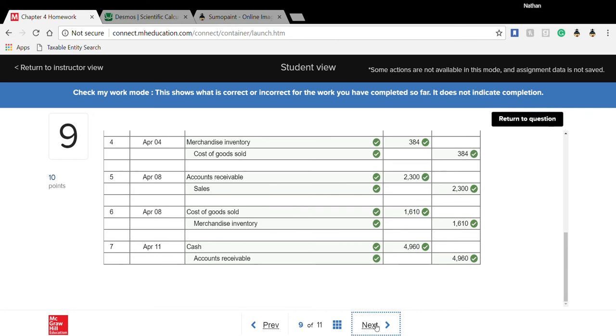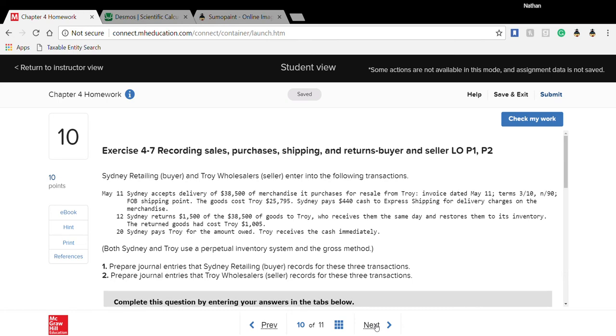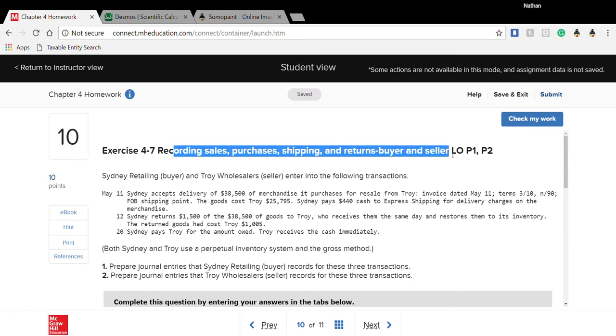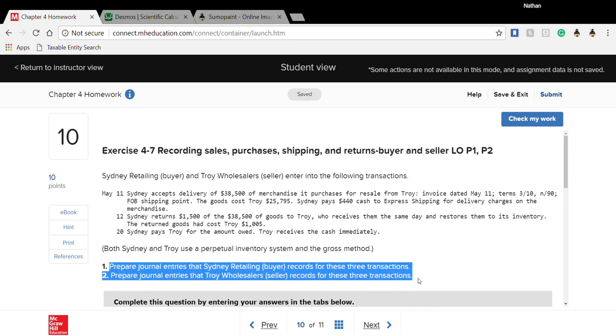So let's look at question 10. Again, we have sales, purchases. This time we have shipping. Looks like maybe involved. Remember, I'm just reading what's up here. And we have return buyer and seller. So, we're going to look at each one. Notice right here in the instructions before I get into the journal entries. We have prepared the journal entries for Sydney, and we have prepared the journal entries for Troy. It even tells you which one's the buyer, which one's the seller. And these 3 transactions. So we're going to look at both sides.